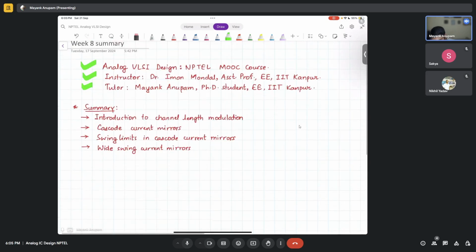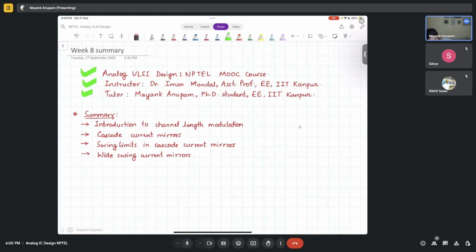All right. So in week 8, this is a brief summary of what was covered. Mainly we focused on handling a non-ideality, right? We used to assume that a MOSFET has infinite output resistance, no parasitic output resistance. We were assuming earlier that a MOSFET is an ideal element which has infinite output resistance.